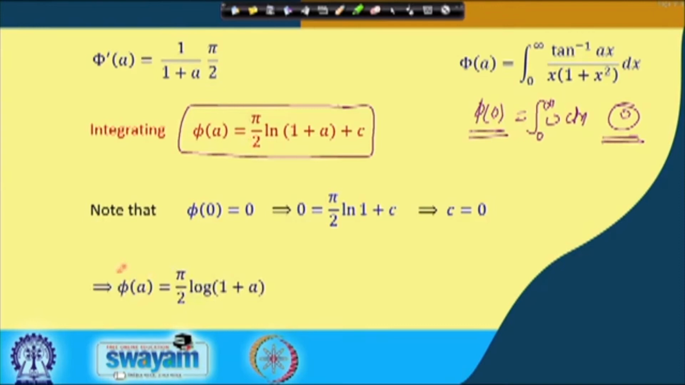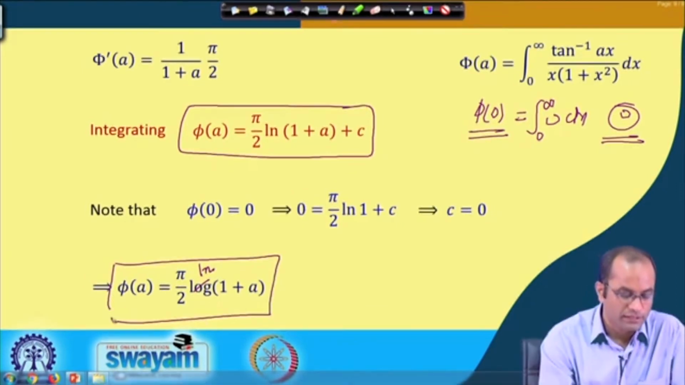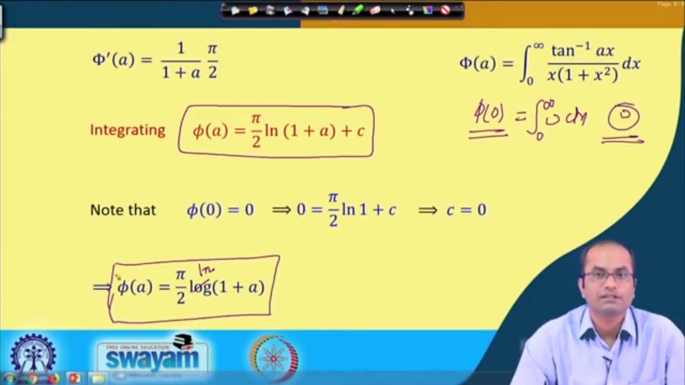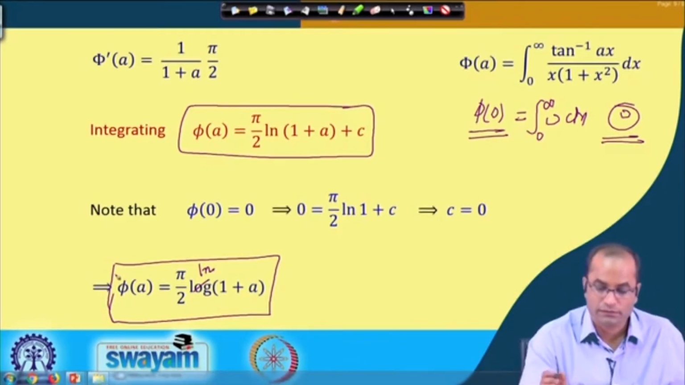So, phi a is pi by 2 and this ln. So, this log is just the natural logarithm ln of 1 plus a, and this is what we want to prove. So, we got this value here by using this Leibniz rule, or the differentiation under the integral sign, quite easily.